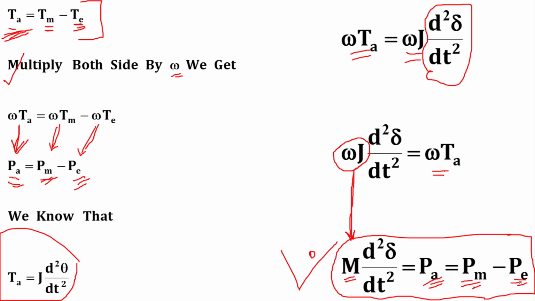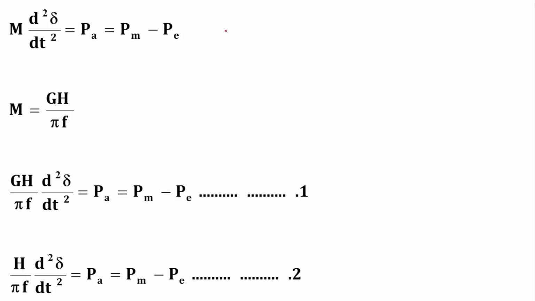So these all are the parameters which directly depend on stability. Angular momentum also depends on stability. Accelerating power, or you can say the difference between mechanical power and electrical power, will also depend on stability. So this equation is known as the swing equation. M d square delta by dt square is equal to Pa is equal to Pm minus Pe. So, this is our final equation for the swing equation.